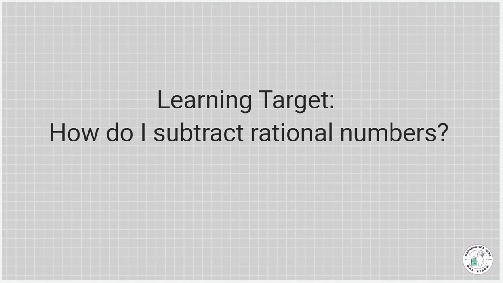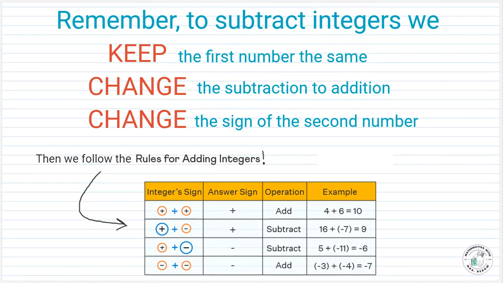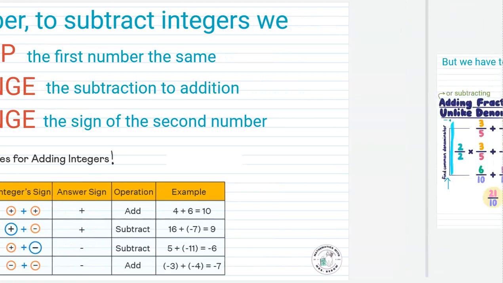Now, the nice thing about subtracting rational numbers is that it is the same as when we subtracted integers. So remember, to subtract integers, we keep, change, change. We keep the first number the same, we change the subtraction to addition, we change the sign of the second number, and then we follow those rules for adding integers.